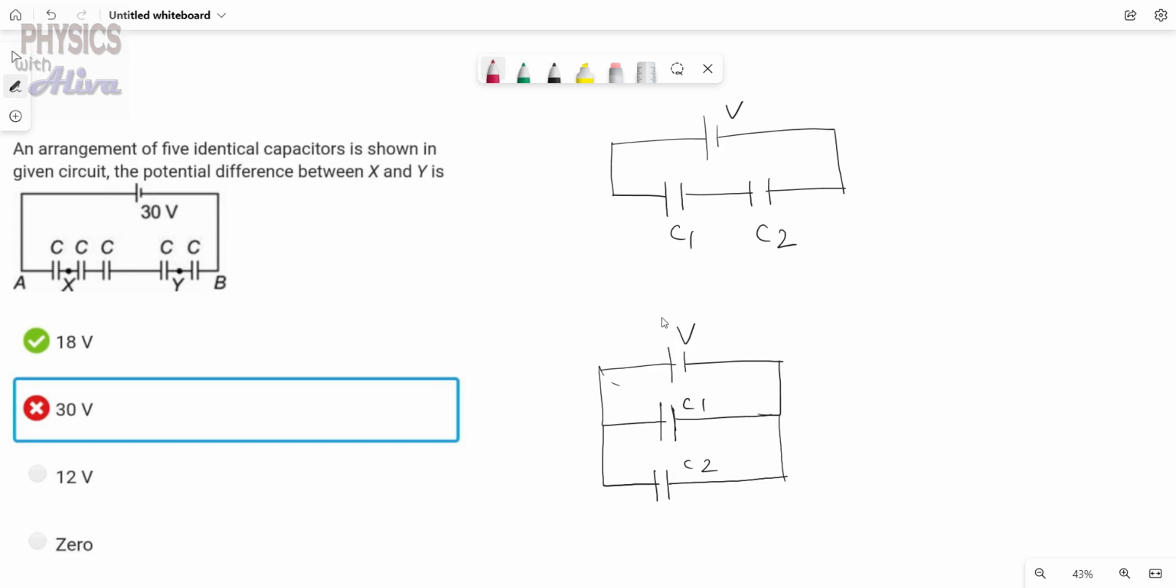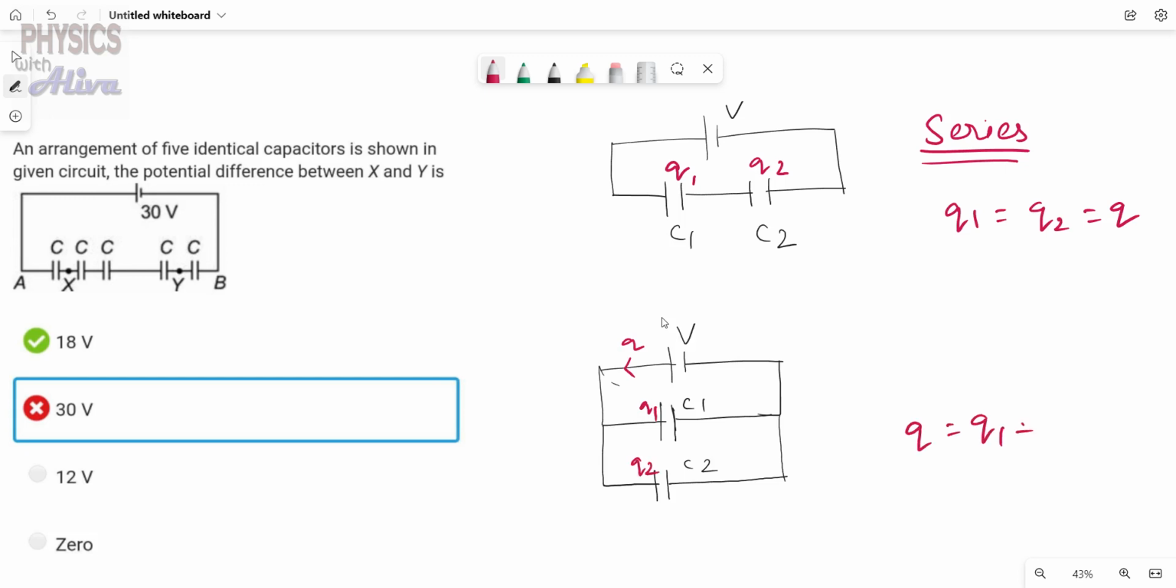Now we can say when they are in series combination, then the charge in the first capacitor and the charge in the second capacitor are both the same, that is Q. And when they are in parallel combination, suppose Q charge is coming out from here, it will get Q1 charge and it will get Q2 charge, where Q is equal to Q1 plus Q2 for parallel.